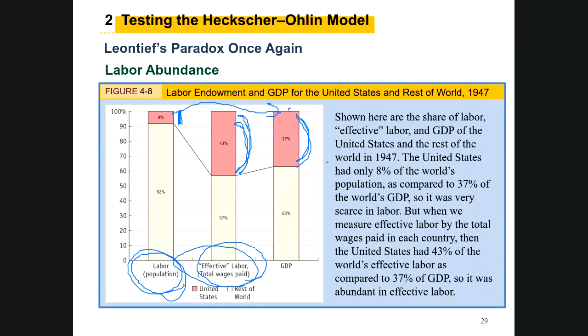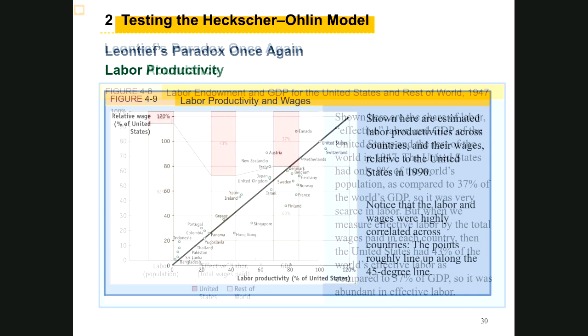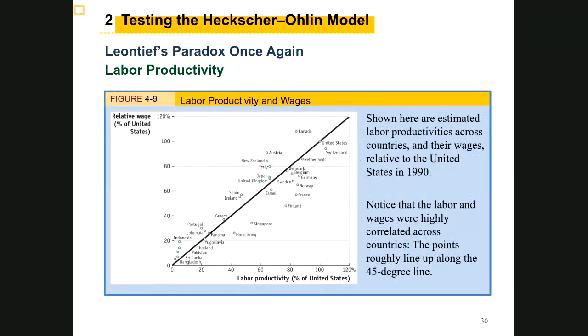Okay, so this is just one explanation of why the empirical test of the model, the Leontief paradox, has some problems. You need to adjust the actual data by the productivity across the countries, and this gives you a sense of wage and labor productivity. They are positively correlated with each other.